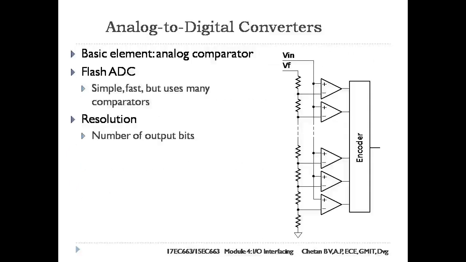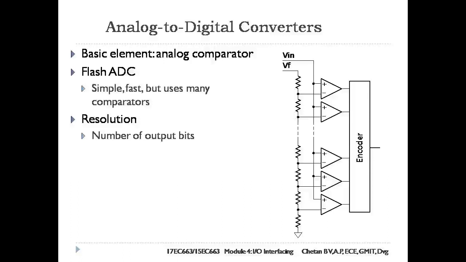Next topic is analog to digital converters. The basic element of an analog to digital converter, or ADC, is a comparator, which simply senses whether an input voltage is above or below a reference voltage and outputs a 1 or 0 accordingly. First, let us study flash ADC.